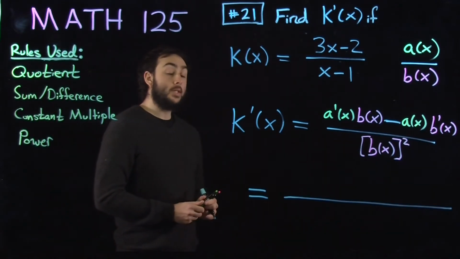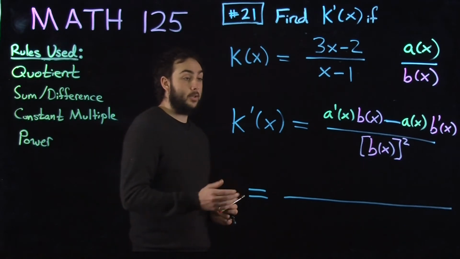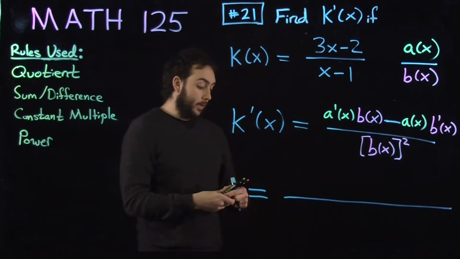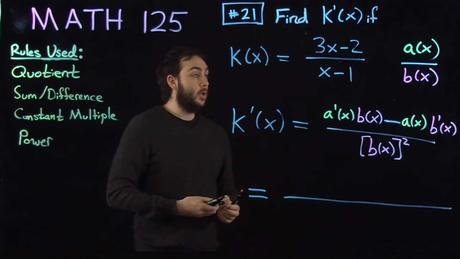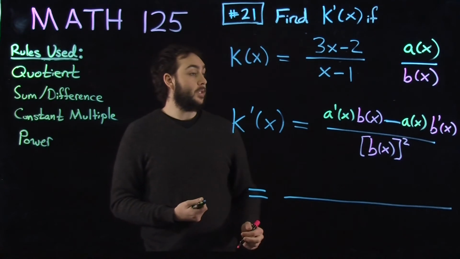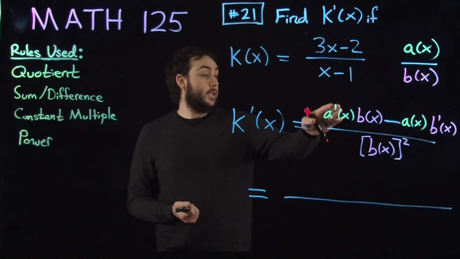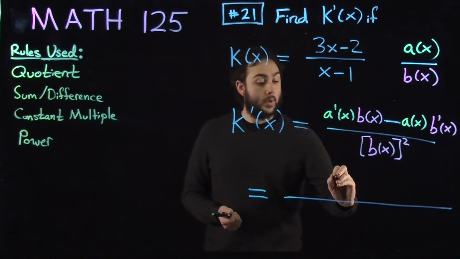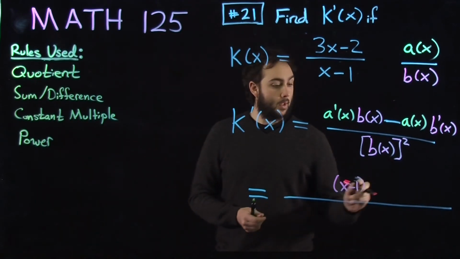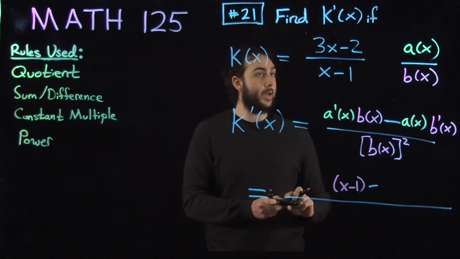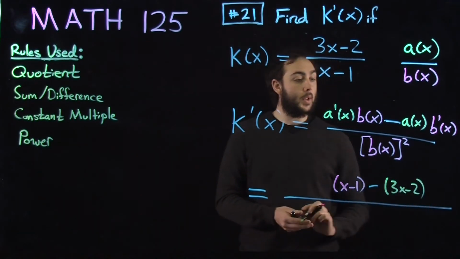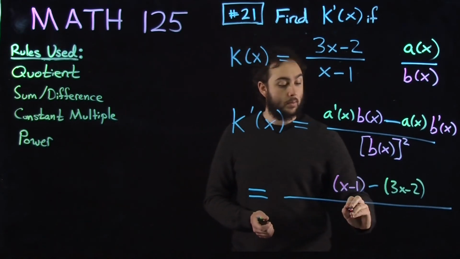Notice that we're only differentiating two factors here. We're differentiating a and b, and everything else is unchanged. So it might be helpful to write down the terms that are unchanged in their entirety. For instance, this b of x term we can just write as x minus 1. Likewise for a of x. And likewise for the denominator, b of x squared.